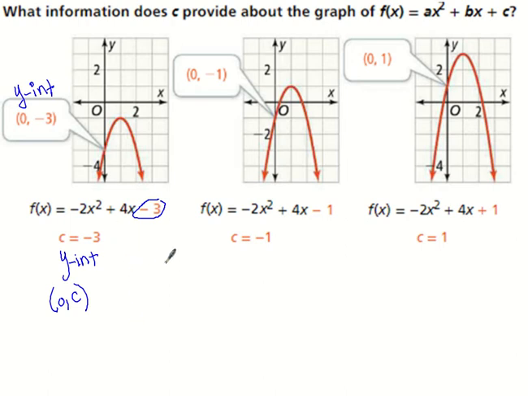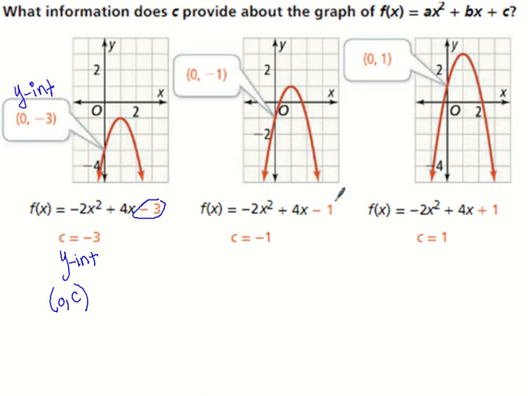And that's going to be true for all of these. Notice these are all negative 2. That's why they're all flipped upside down. If you notice, they're all upside down, negative 2, negative 2. So the negative on the front of a is still going to tell us if it's up or down.